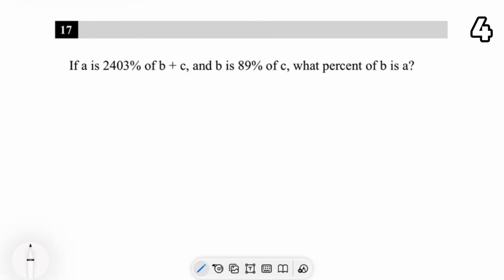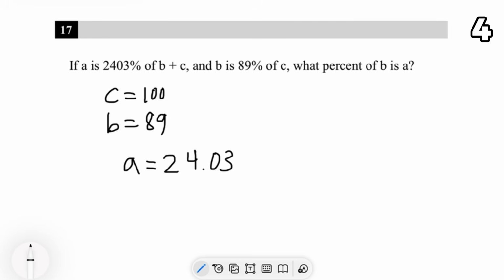If a is 2,403% of b plus c and b is 89% of c, what percent of b is a? The easiest way to solve this question is to plug in. So I'm going to start with c, and I'm going to set c equal to 100. Since we know that b is 89% of c, we know that b is equal to 89. And we know that a is 2,403% of b plus c, so we can rewrite a as equal to 24.03 times b plus c.